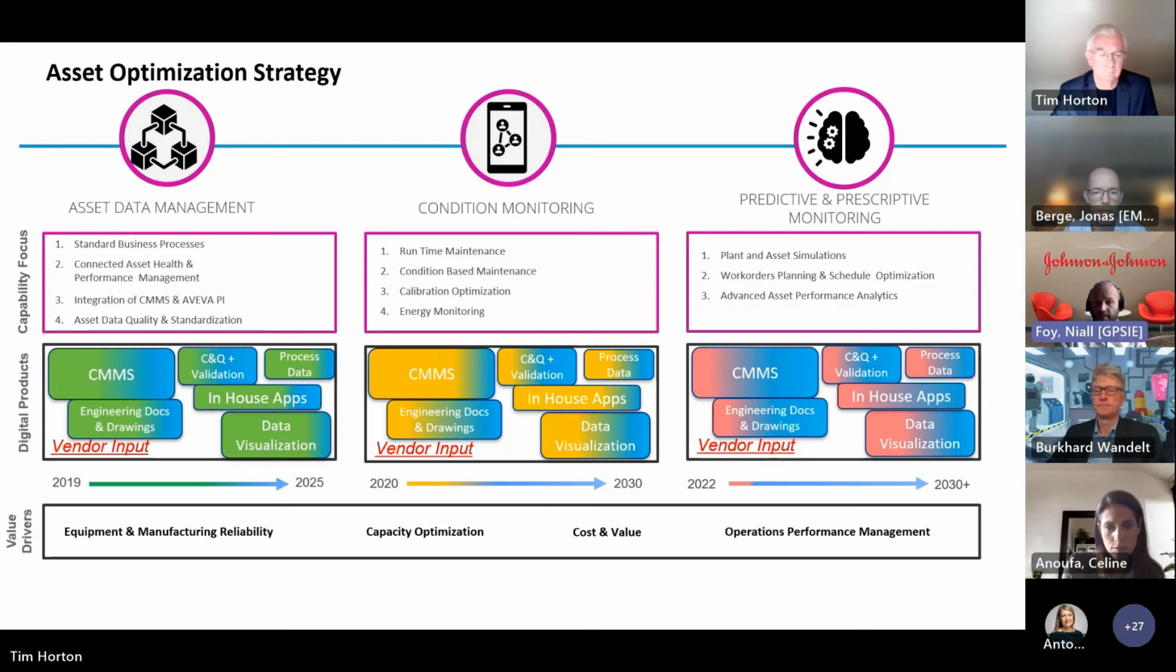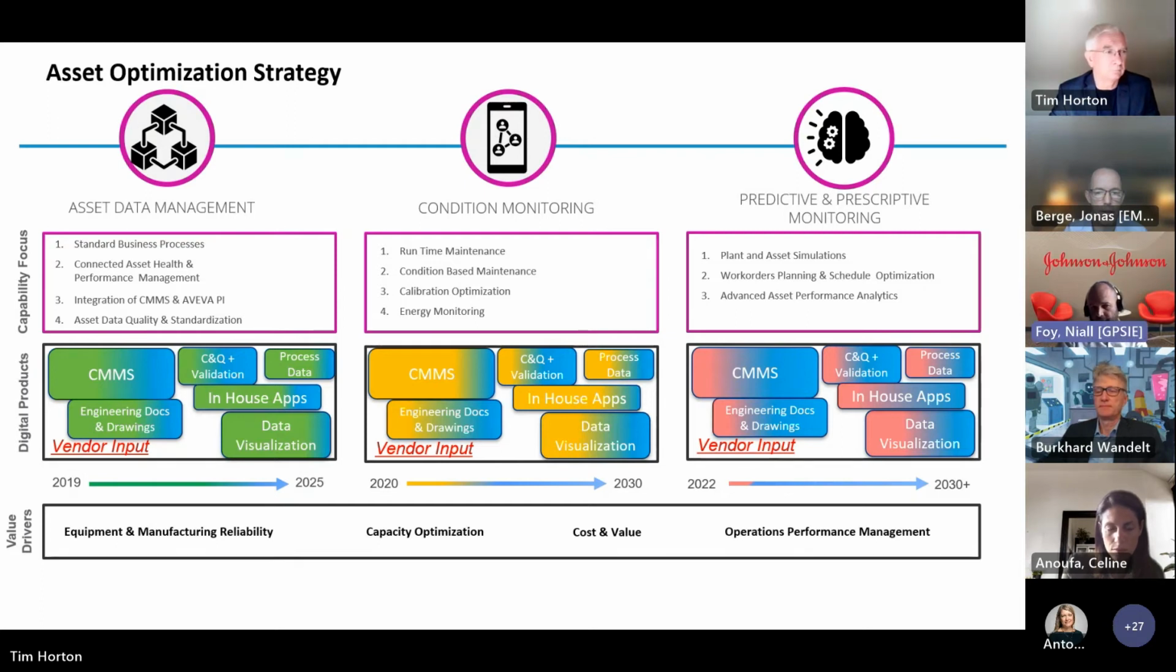Below the capability focus, we've got the digital products. And in these boxes, what we're trying to show is the areas that we're working on. So we've got our CMMS, computerized maintenance management system. We've got our engineering document and drawing systems. We've got our C&Q and our validation systems. We've got our process data, in-house apps. So we're developing our own in-house apps for how we're going to do things because we don't have a solution for our problem. And data visualization and contextualization of data, so we can visualize it in a standardized way, has been a substantial effort by the business and is really starting to pay results.